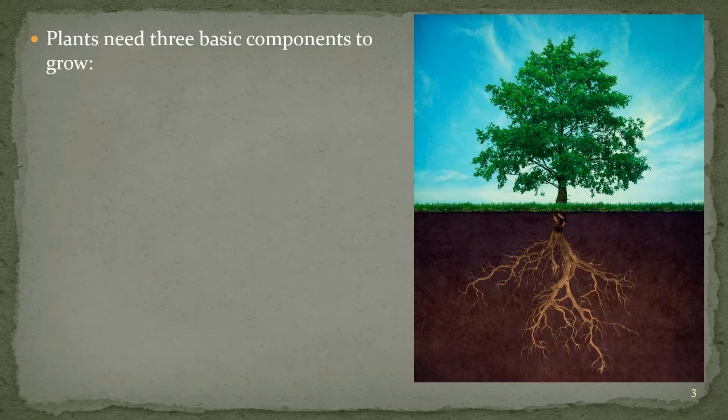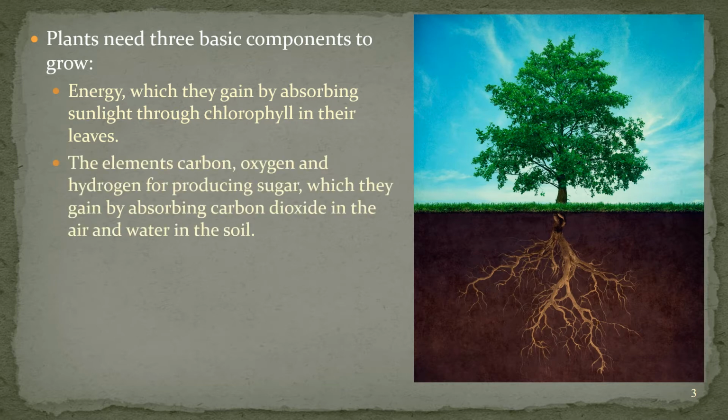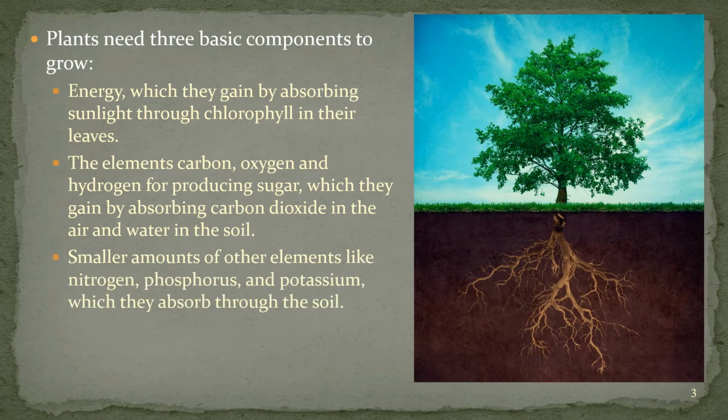All right. Plants essentially need three basic components to grow: energy, which they gain by absorbing sunlight through chlorophyll in their leaves; the elements carbon, oxygen, and hydrogen for producing sugar, which they gain by absorbing carbon dioxide in the air and water in the soil; and smaller amounts of other elements like nitrogen, phosphorus, and potassium, which they absorb through the soil.